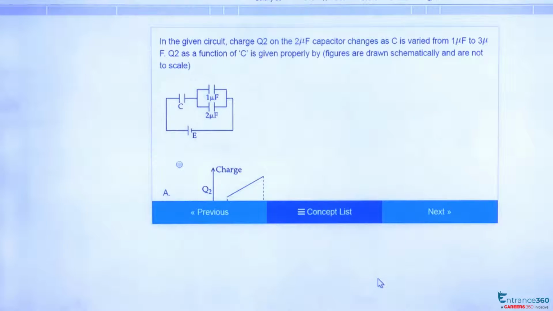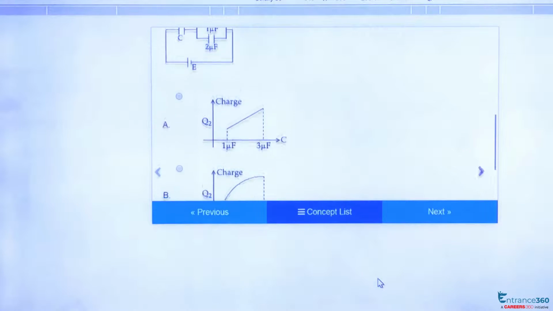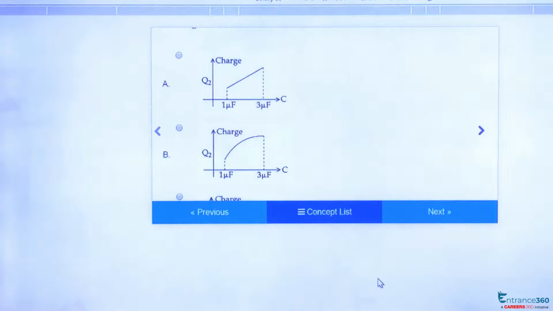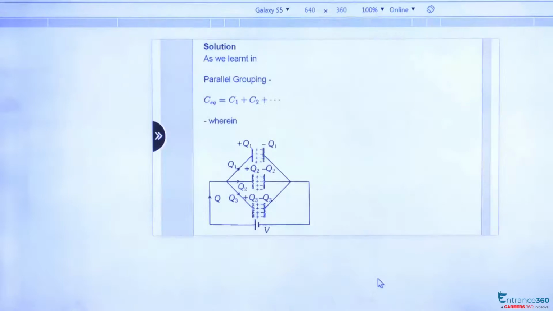So the question says that in the given circuit, the 2 μF capacitor has a charge Q2 which is varying as a function of C. C is also varying from 1 μF to 3 μF. Which of the following graphs is right? So how to solve this? We can use the concept of equivalent capacitance of a circuit.